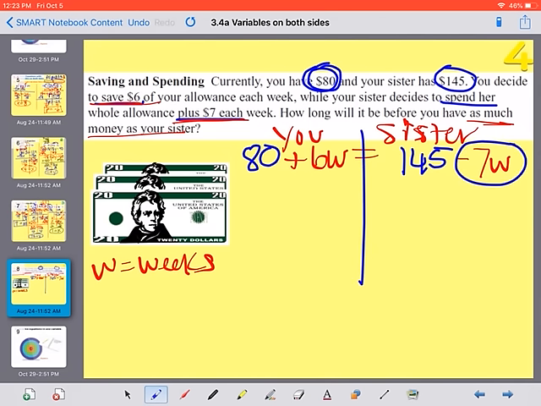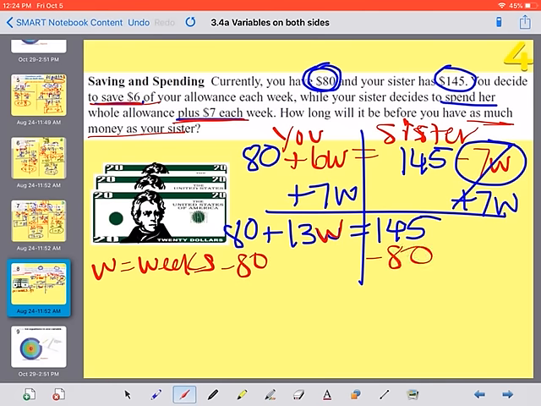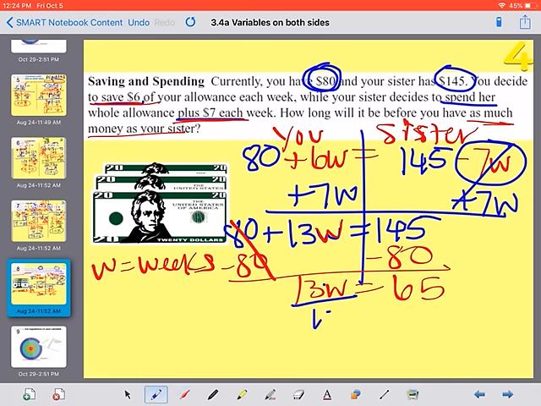I'm going to get all the W's on the same side. This one's smaller, so I'm going to add 7W. So those eliminate. We have 145 equal to 13W and 80. So now we have all the W's together, so get rid of adding and subtracting. I'm going to subtract 80. So we have 13W equal to 65. And then the opposite of multiply is divide by 13.